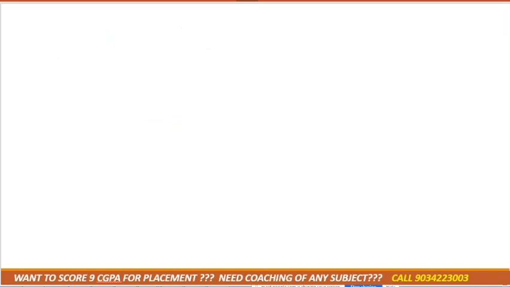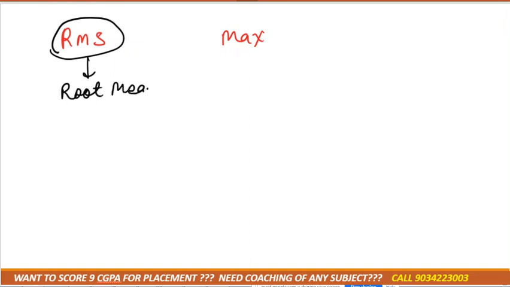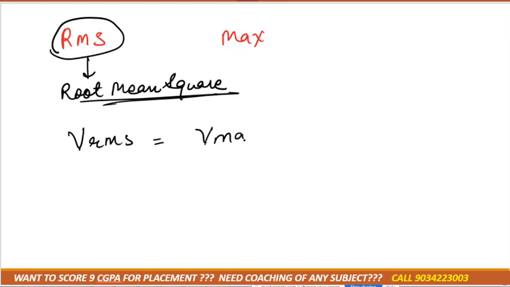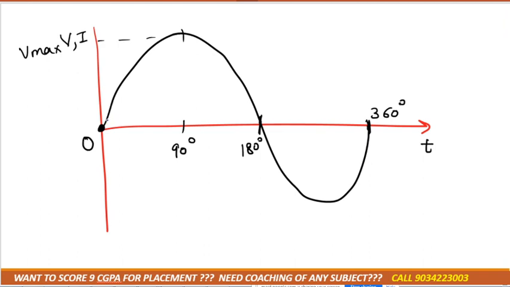We have one relationship between the RMS value and the maximum value. What is RMS? You have studied that in the 12th class also. RMS stands for root mean square. VRMS is equal to how much? That is Vmax divided by root 2. So what does RMS mean? RMS means at every instant of time we measure the value of voltage. Suppose this one is V1, this one is V2, V3, V4, V5, and so on up to Vn.